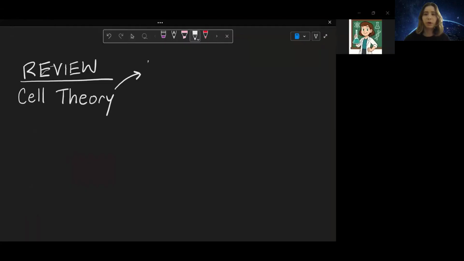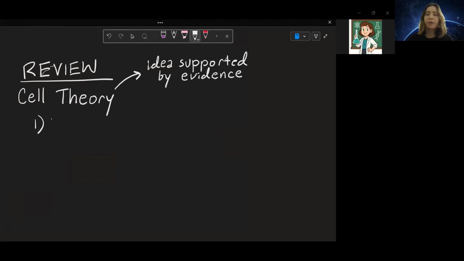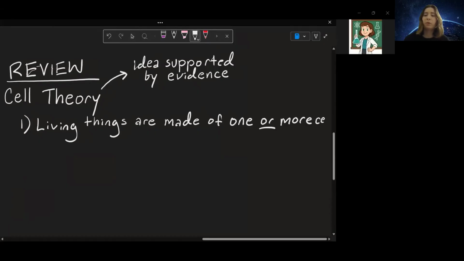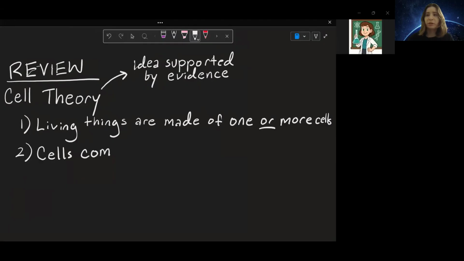So as we've learned already, the idea of cell theory, or the idea that cells are in every single living thing, and a theory, as we learned, is an idea that is supported by evidence. So this is your idea of cells. There were three tenets of cell theory that we talked about. The first was that living things are made of one or more cells. It could be a single cell organism or multicellular organism.